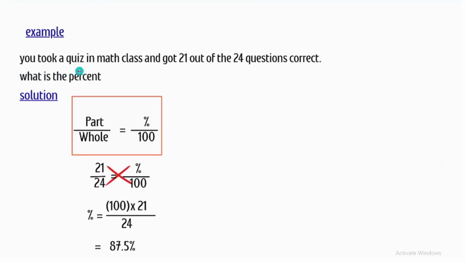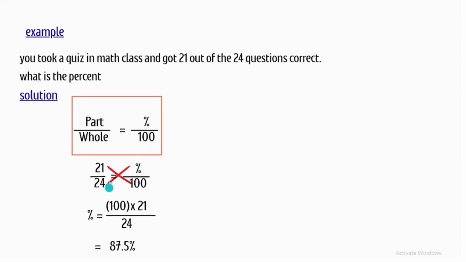Example: you took a quiz in math class and got 21 out of 24 questions correct. So you have 24 questions, and you answered 21 questions correctly. What is the percent? We will say part over whole equals percent over 100. Where is the part here? The part is the smaller number, 21. I solved 21 out of 24. So the part will be 21 and the whole will be 24. 100 will stay the same.